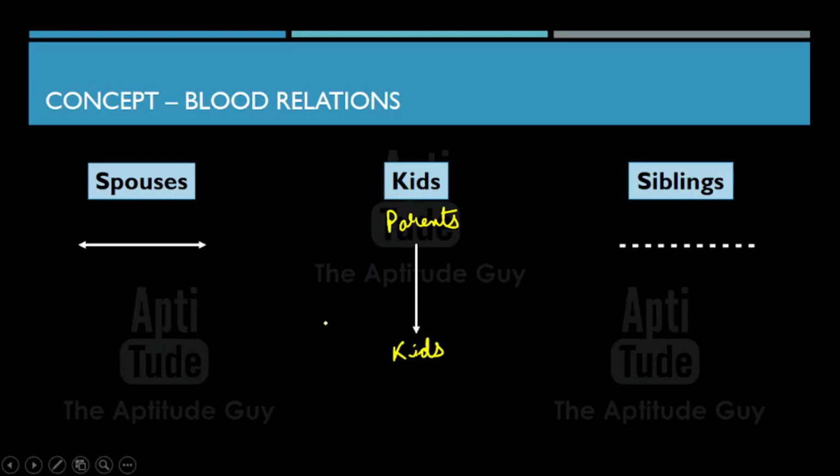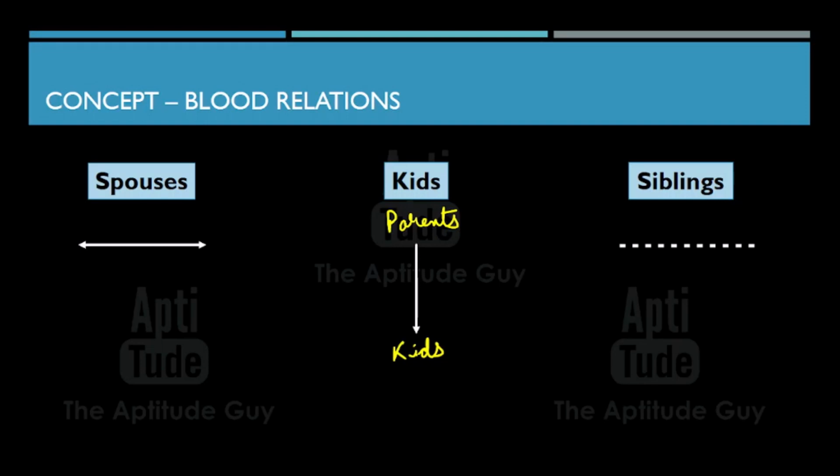All right. Now, other than these things, there is one piece of information that is missing from all this. And without that piece of information, it is absolutely impossible to solve blood relation questions. Can you think about what that is?